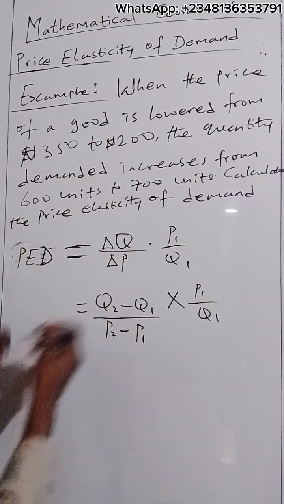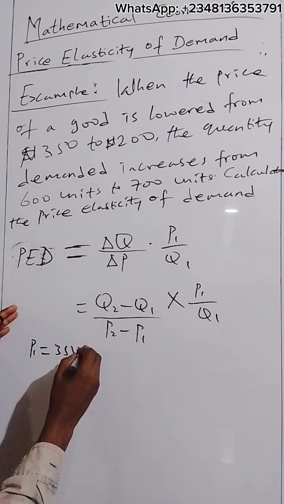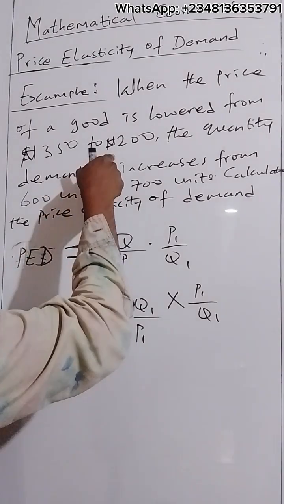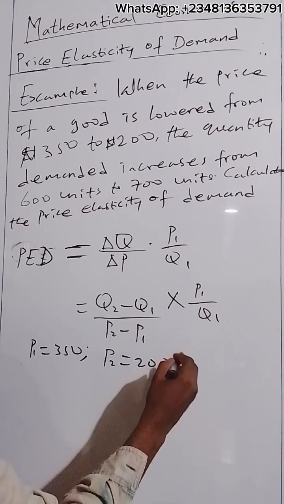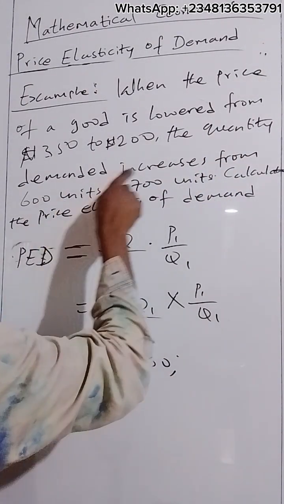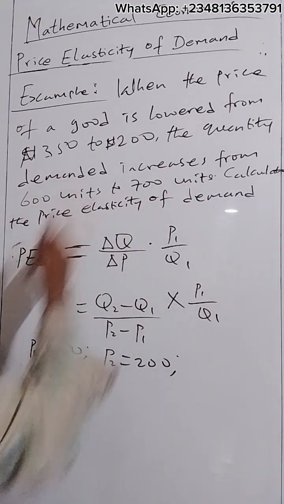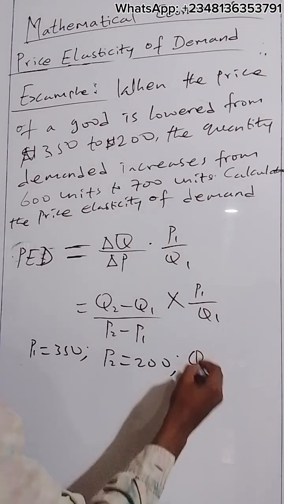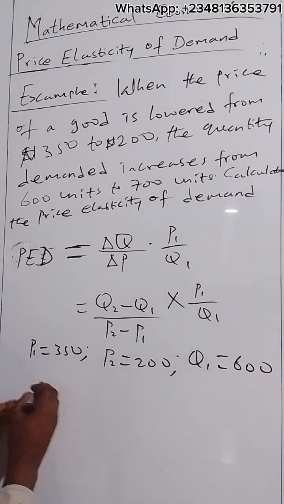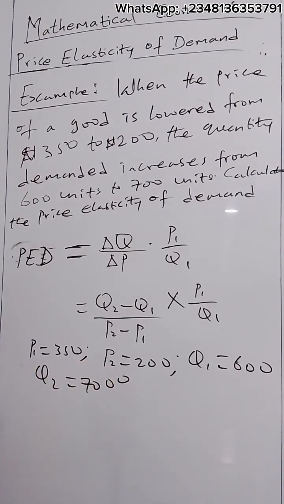That tells you that the initial price, P1, is equal to 350. Now, 200 naira is the new price, P2. Then we have the quantity. Quantity demanded increases from 600 units to 700 units. That tells you that the initial Q, Q1, is 600, and Q2 is now 700. Now we are good to go.